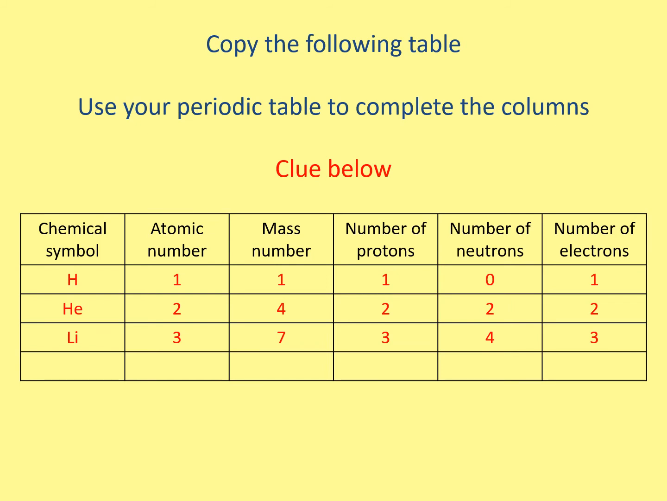So there's a clue below. I've done the first 3 for you. We've got the atomic number and the mass number written down, and then I've calculated the number of protons, neutrons, and electrons. You can do this for any element from, I don't know, 4 to 20, and I'll put the answers up on the next slide.